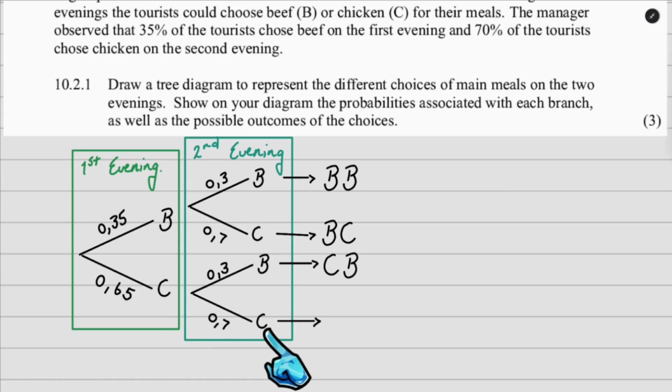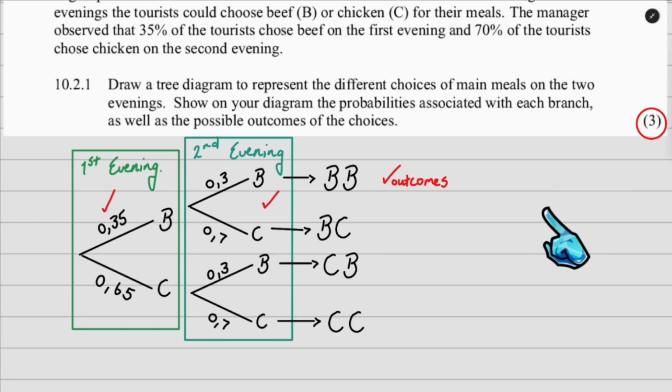That would be my personal choice. And now we are officially done with the tree diagram. So my first mark comes from the correct sort of first choice I can make. The second mark comes from the correct second choice I can make with the associated probabilities. And the third mark comes from the correct outcomes being stated at the end of your probability tree.